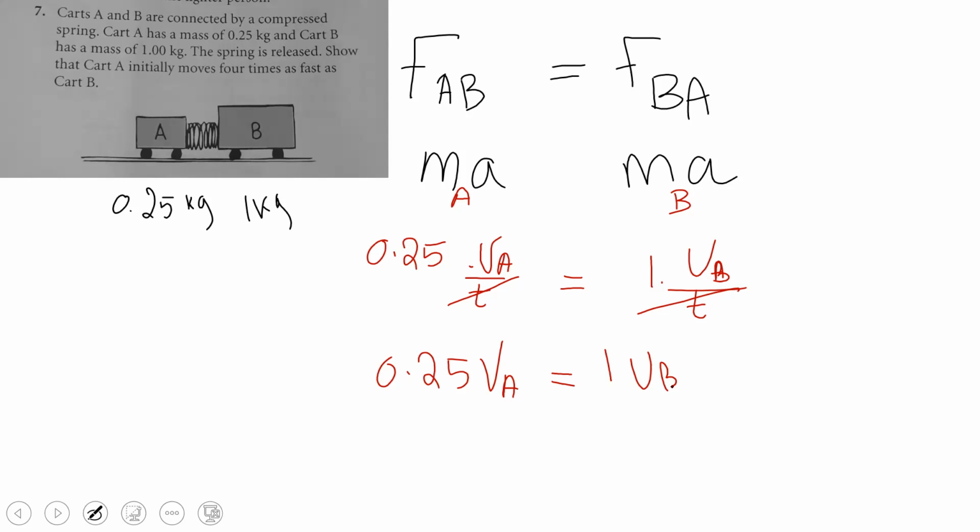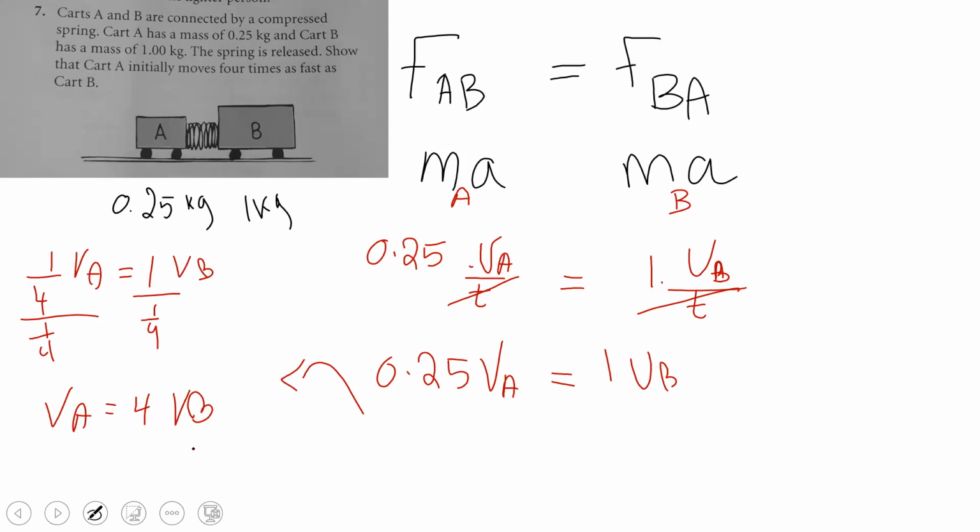So just divide both sides by 0.25. Let's write it as 1 over 4 VA equals 1 VB, over 1 over 4, over 1 over 4. So VA will be the reciprocal of 1 over 4, which is 4 VB. So we can say that cart A moves 4 times as fast as B.